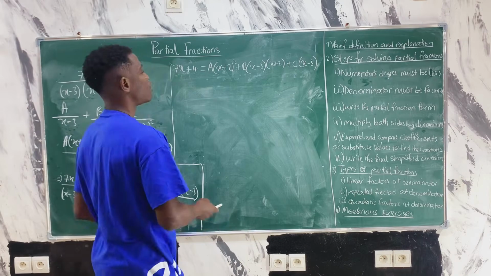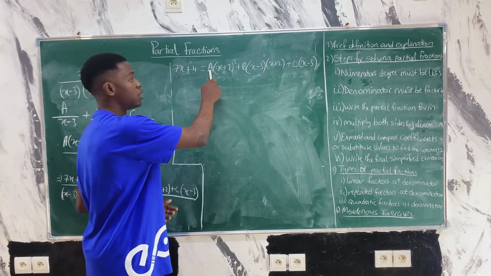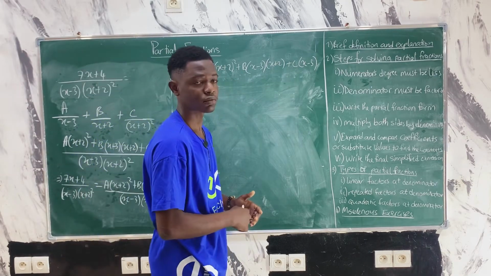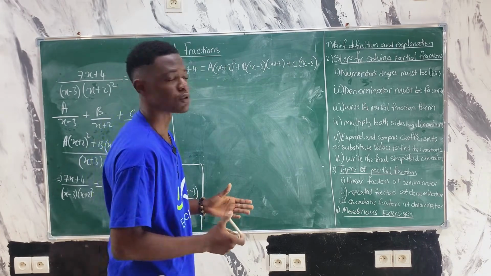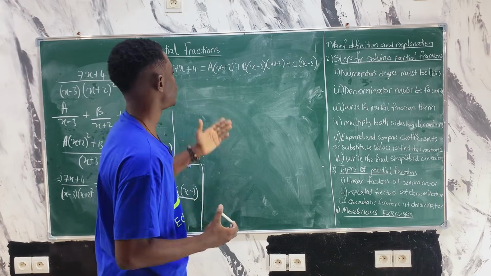Okay, so this is the a, b and c. So to proceed with the equation, we have to find the three unknowns. So how do we find the three unknowns?